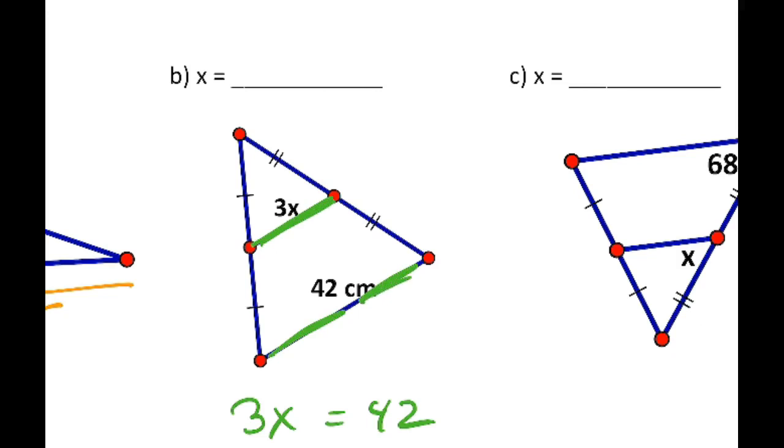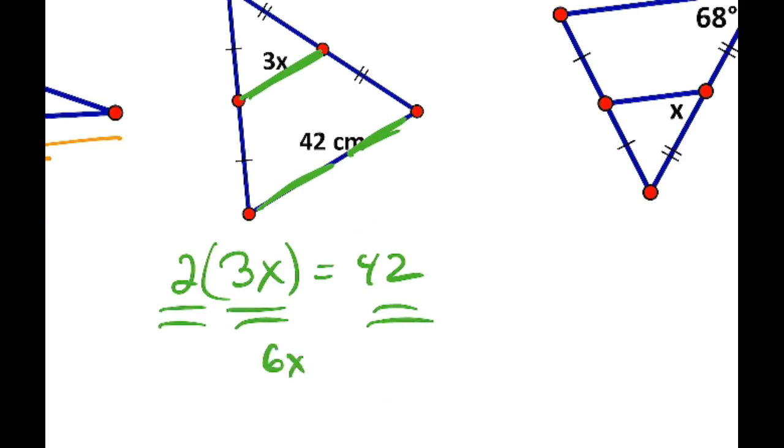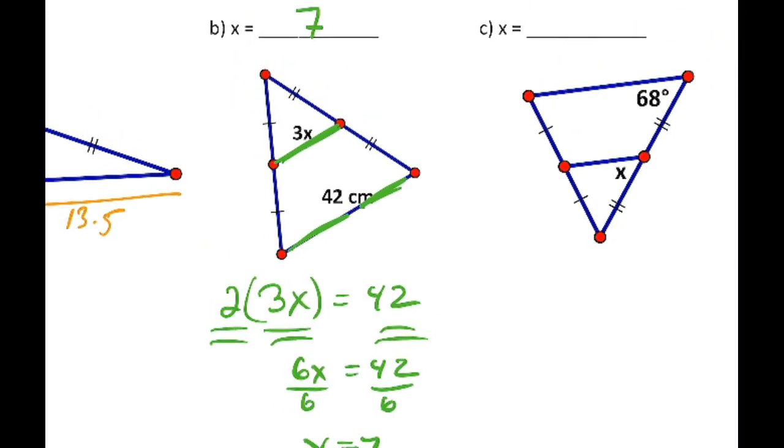So what you should do is double the small one, because 2 of these equals 42. So what we really have is 6x equals 42. Divide by 6, and the variable for x is 7. So don't just immediately set it equal to each other. That's not the same as that. But 2 of these is the same as that, and you have to make sure to double the smaller one before you do the math.